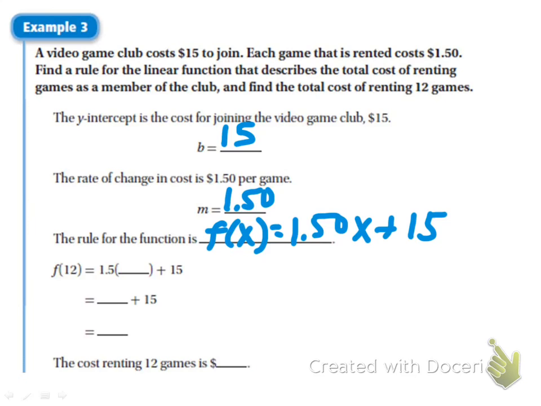Then if I take this to find out how much renting 12 games would be, well, we put in our 12 for x, so 1.5 times 12 is 18. 18 plus 15 is 33, so that costs $33 to rent 12 games.